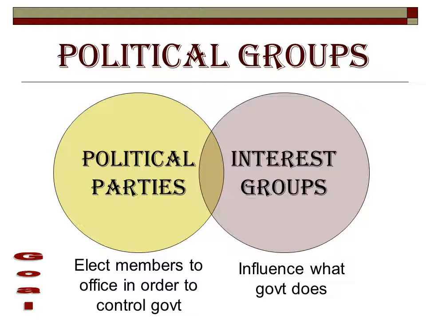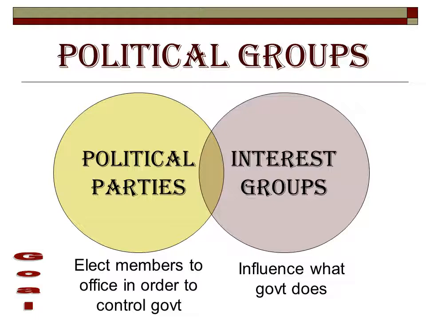Now, the main difference between a political party and an interest group is the goal of the particular group. The goal of political parties, their main reason for existing, is to elect members to the offices. So in other words, you want to get candidates into the office that you're electing for. So your mayoral race, your presidential race, your congressional race, for example. You elect people to these offices in order to control the government.